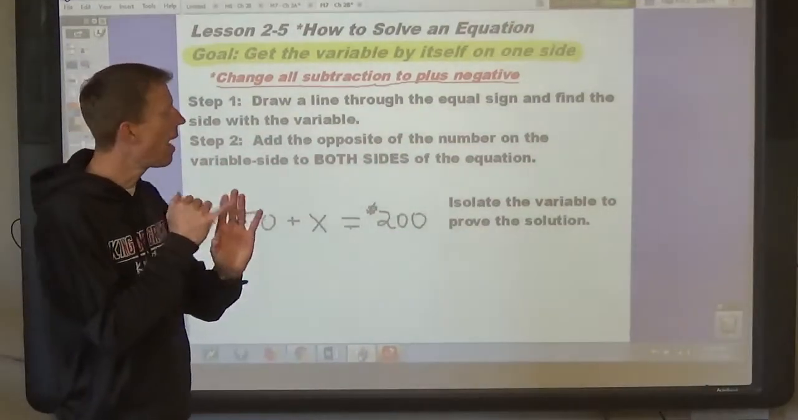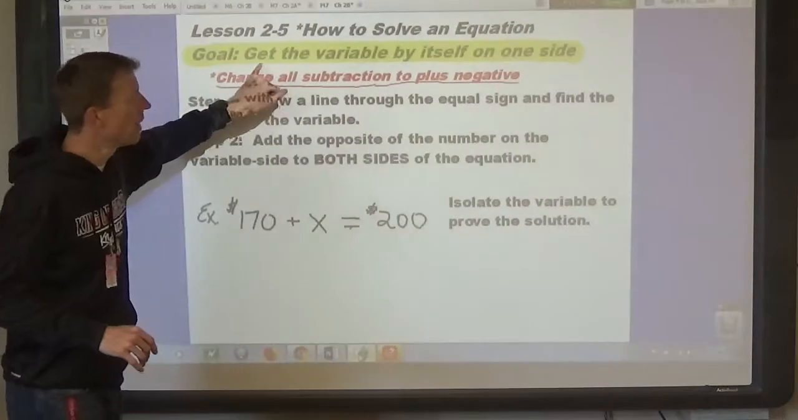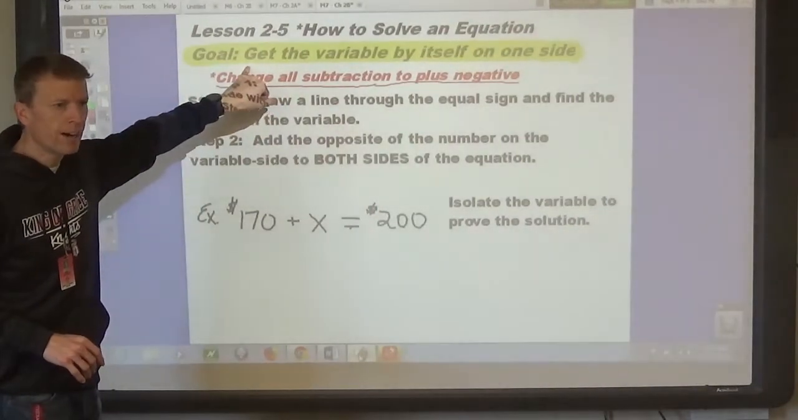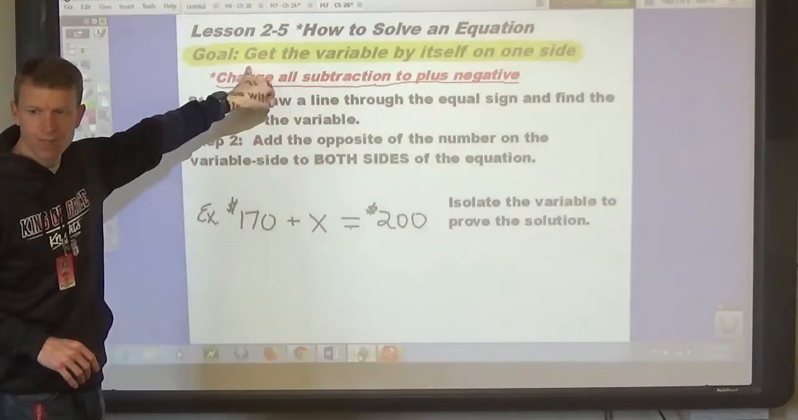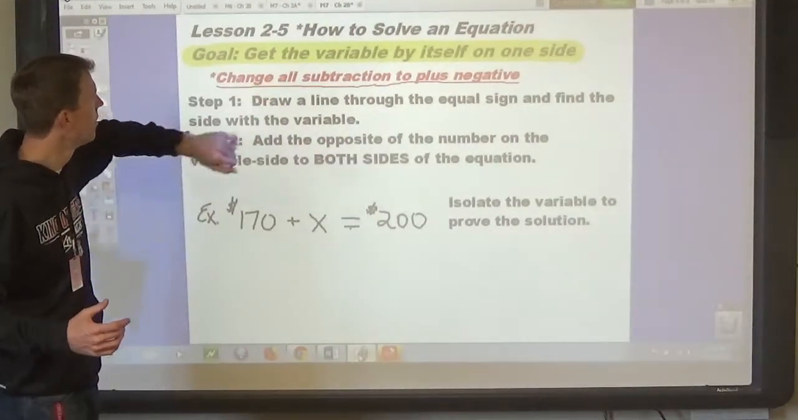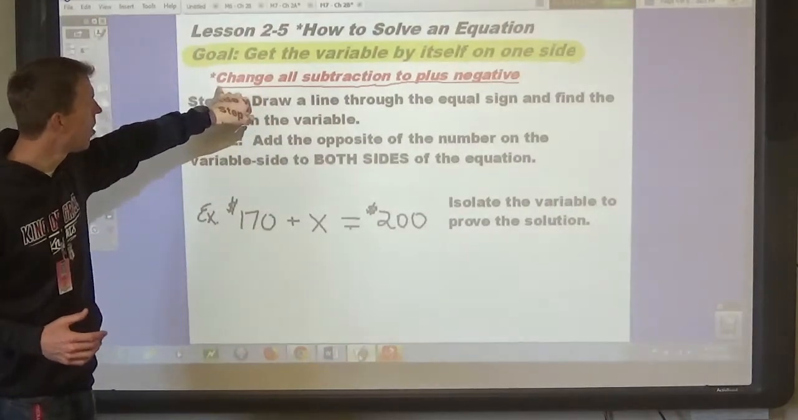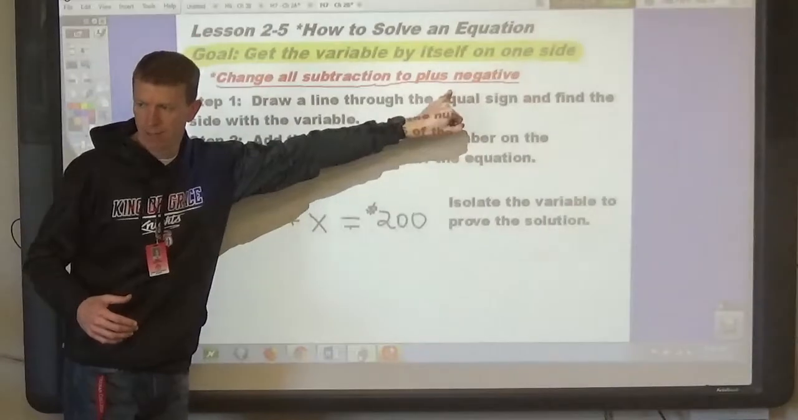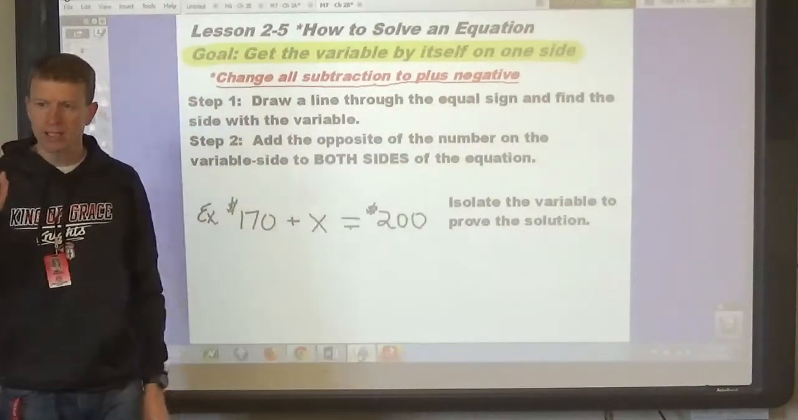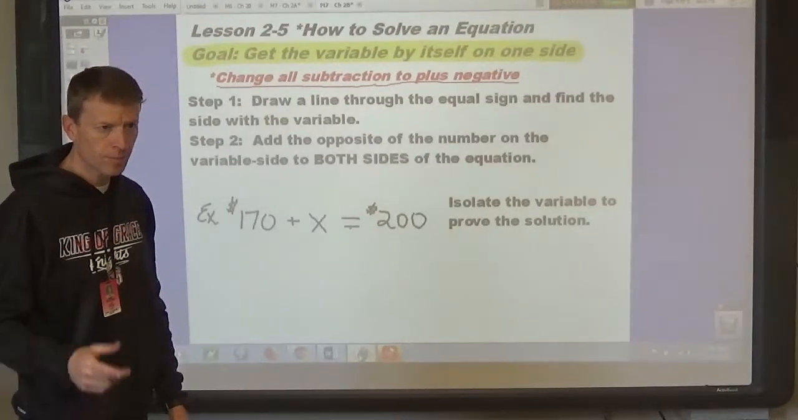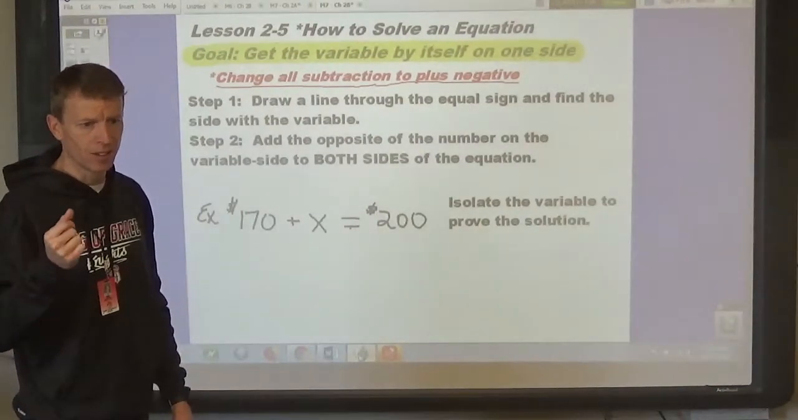Alright, I'm going to show you how to get the variable by itself on one side. That's the goal whenever you're solving an equation, is to find what the variable equals and to prove it. The first step is always to change subtraction to plus, a negative. So always insert a plus sign in front of the minus sign, okay? Eyes up here, please. Alright, listen to me.